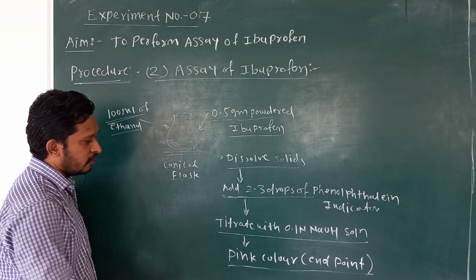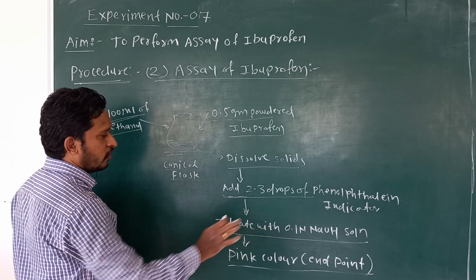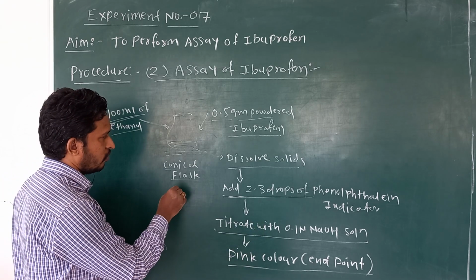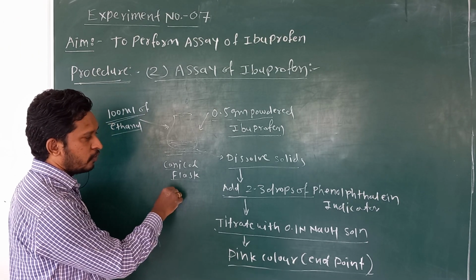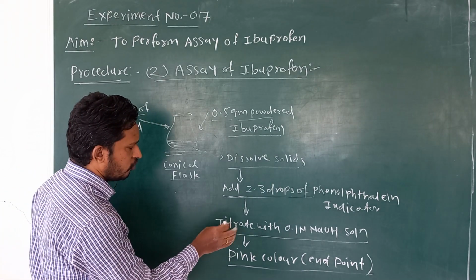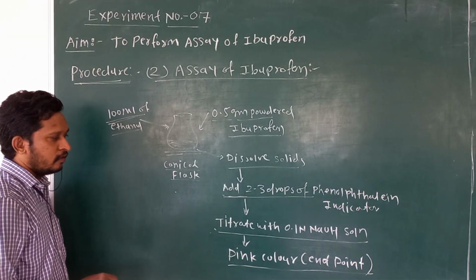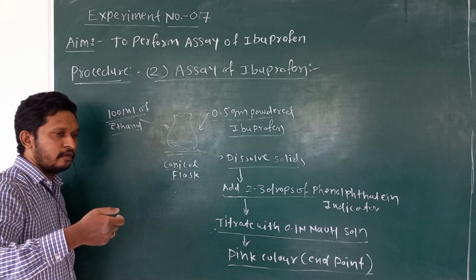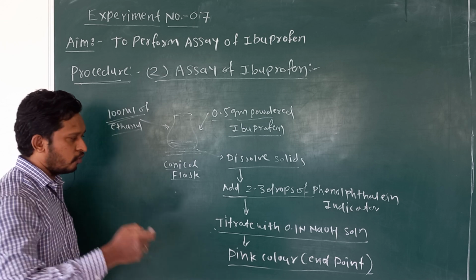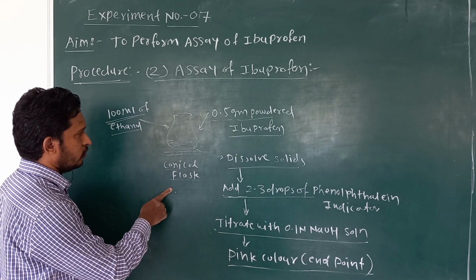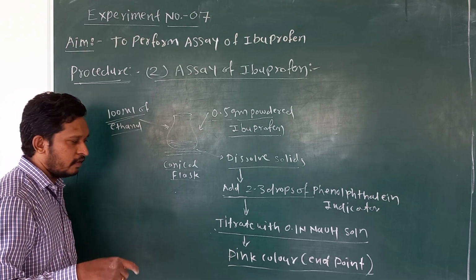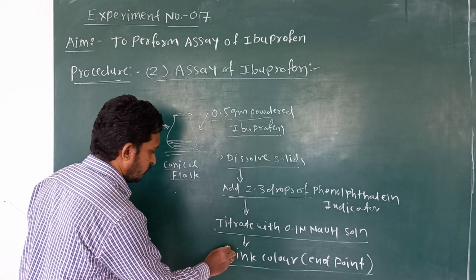After that, take 0.1 normal NaOH solution into the burette, and then titrate this conical flask solution, the ethanolic solution of ibuprofen, with 0.1 normal NaOH solution from the burette. Open the knob slowly, and drop by drop add 0.1 normal NaOH solution into the conical flask ibuprofen solution, and shake it continuously until you get a faint pink color. The faint pink color will be your end point.